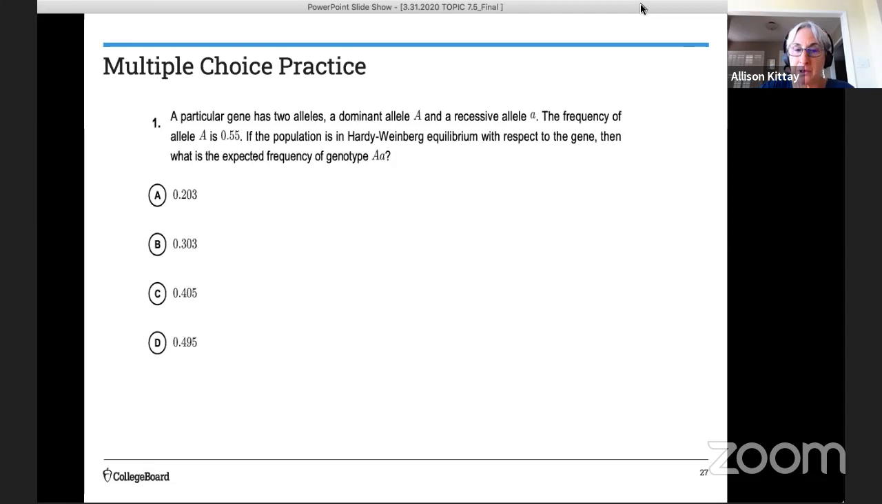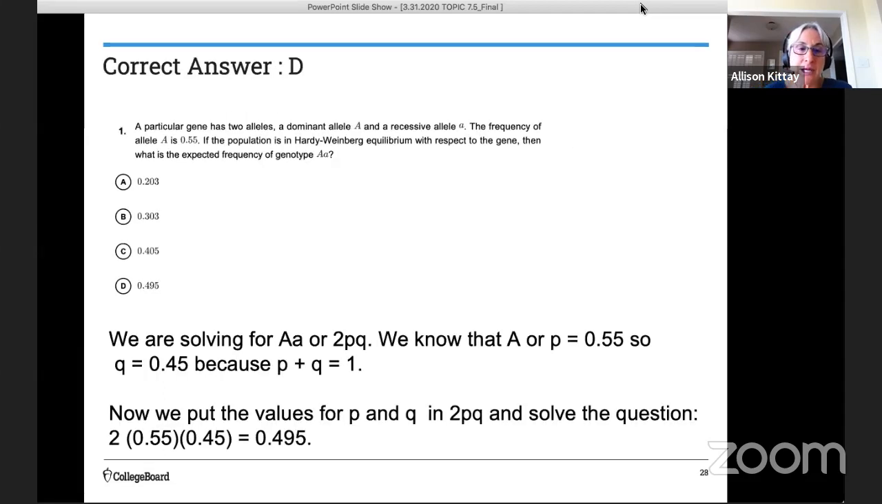Got it? Okay, in this case, the correct answer was D. You all got that, right? And here's how we came up with that correct answer. We are solving for big A, little a, or 2PQ. We know that for big A, or P, it's equal to 0.55. They gave that to us in the question. So Q has to be 0.45 because we know that P plus Q equals 1. So now we just put those values into the 2PQ part of the equation and solve the question. 2 times 0.55 times 0.45 equals 0.495.